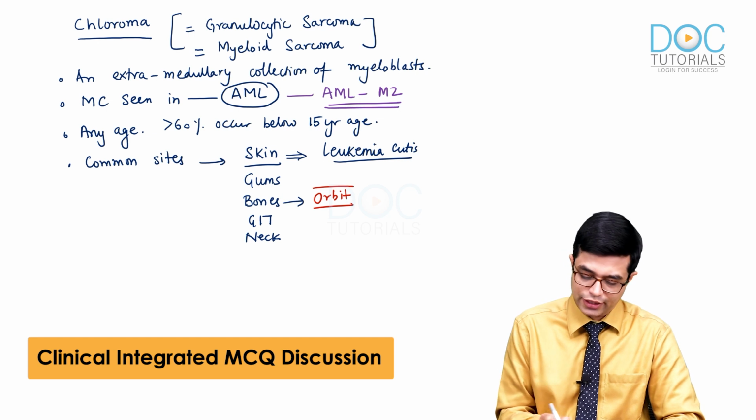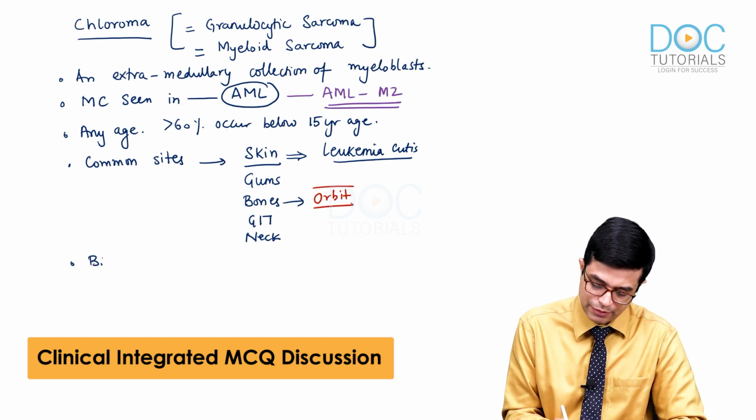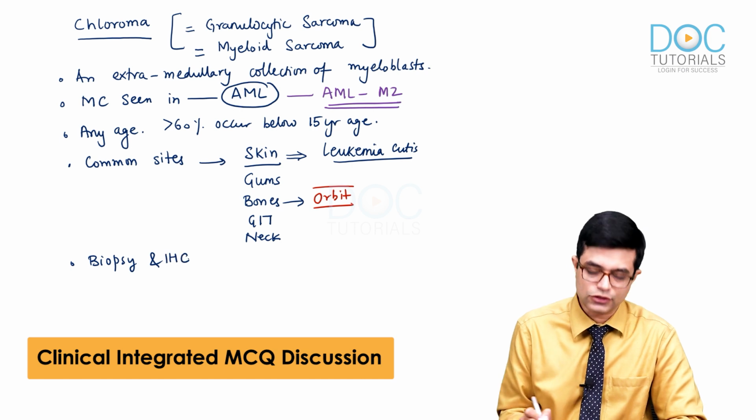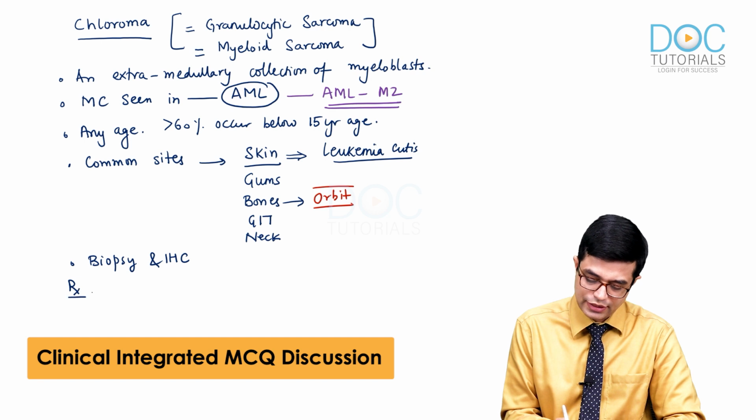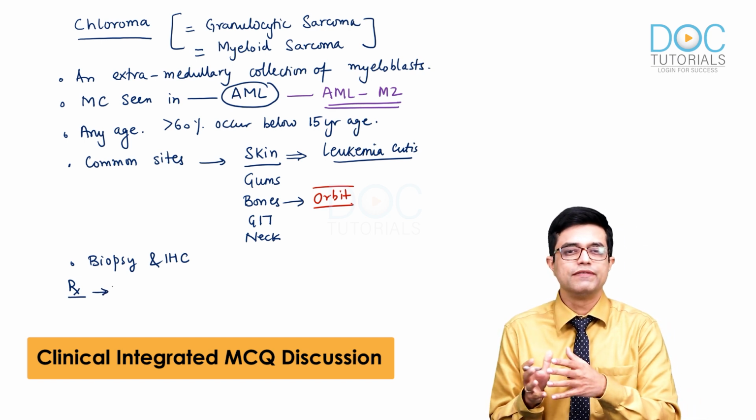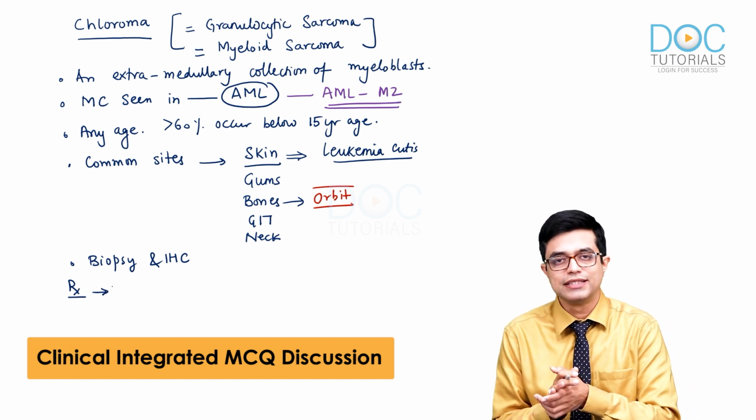How do you make the diagnosis? Diagnosis is made by biopsy and immunohistochemistry analysis. So biopsy and IHC will give you the diagnosis. How do you treat chloromas? Chloroma is not a special manifestation, it is a part of the systemic disease itself.